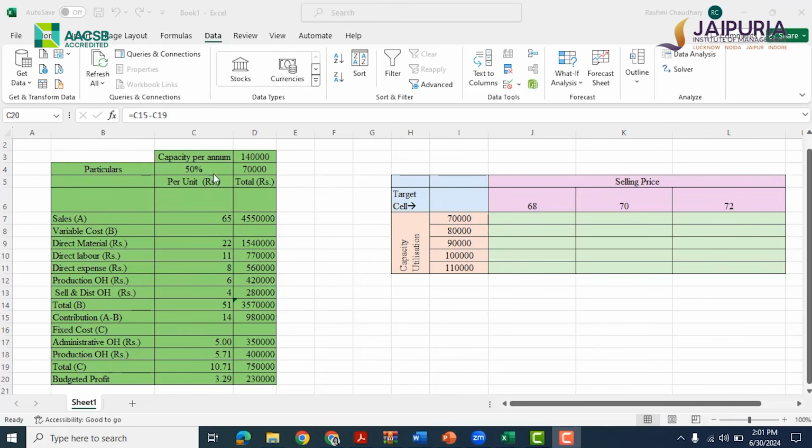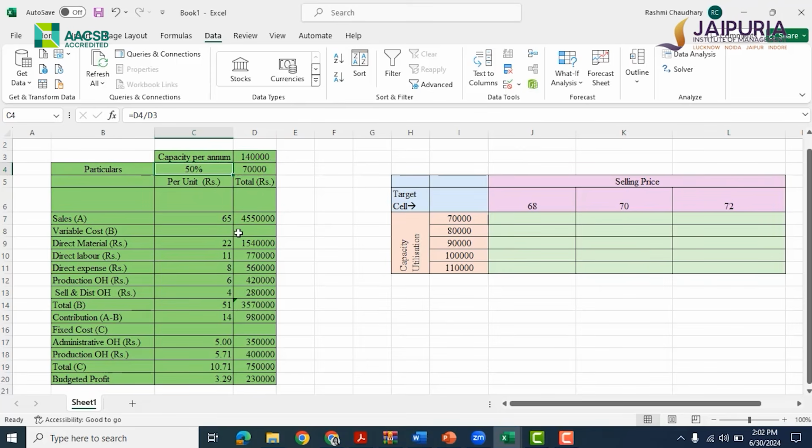In this data set, the company annual capacity is 1,40,000 units, wherein at present in this particular year, the company is producing and selling 70,000 units. That means the company is working on 50% capacity. The sales figures, variable cost, fixed cost, and the operating profit of the company have been calculated for 70,000 units.